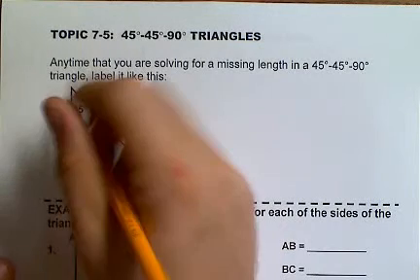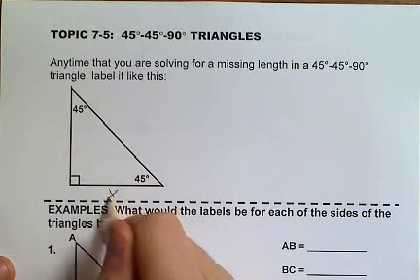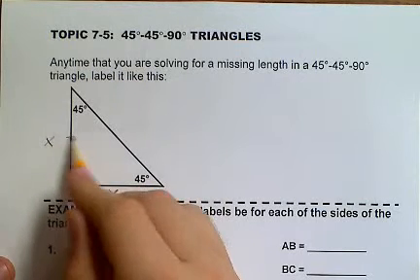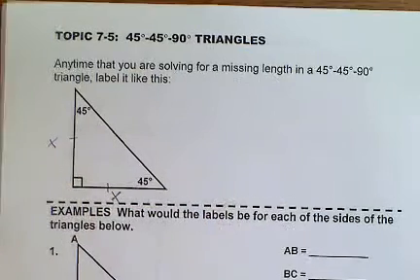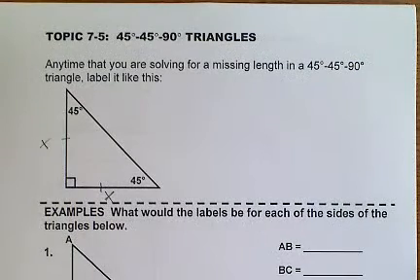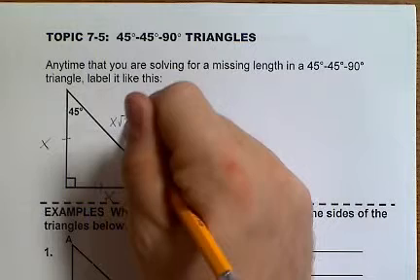So if I have a 45, 45, 90 triangle, that means that it's isosceles, which means that these two sides are in fact the same. And this side would be x square root of 2.